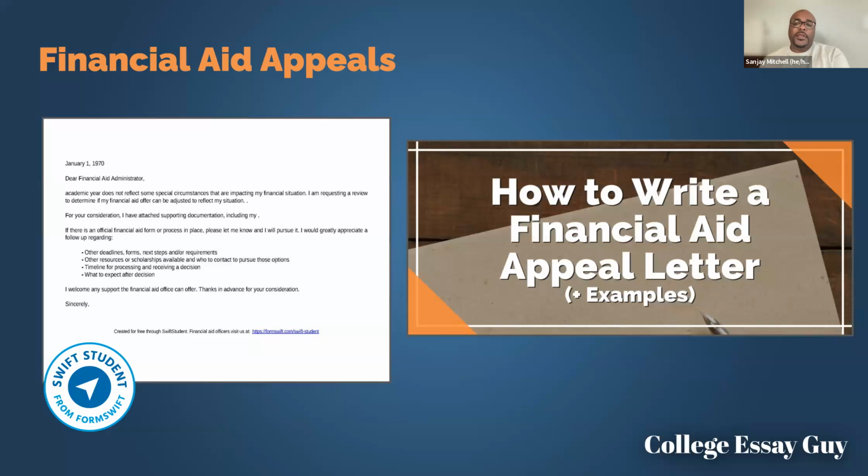If this doesn't work, the next resource is on the college essay guide: how to write a financial aid appeal letter. You can go ahead and pull some of that off of the website and just share with your families in terms of how to go ahead and appeal for more financial aid.